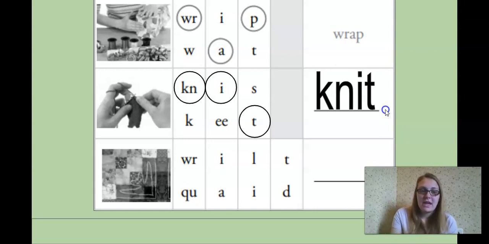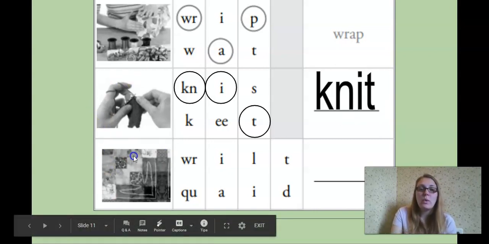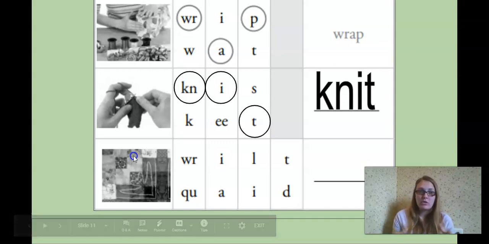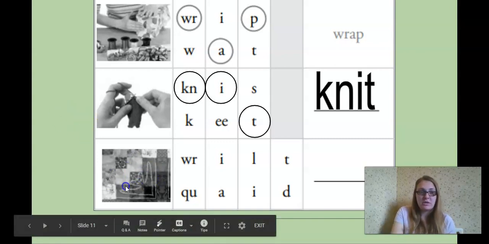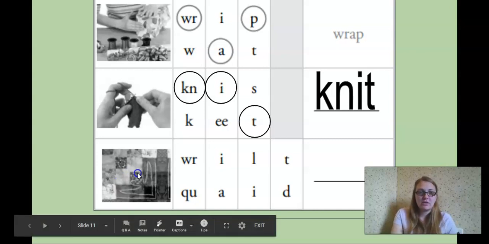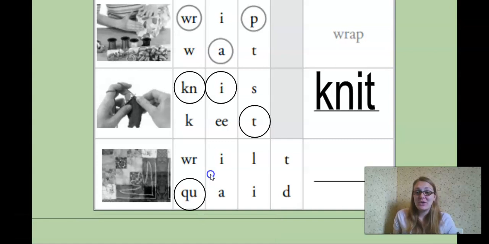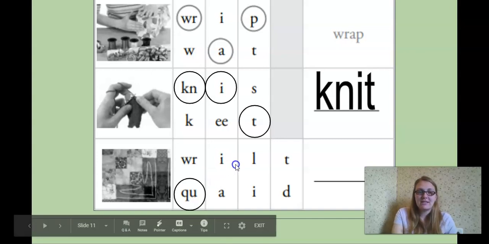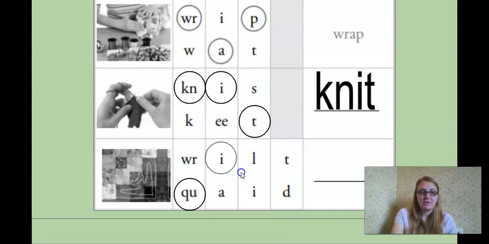All right, one more together. This picture is of a quilt. A quilt is a type of blanket, usually handmade, different pieces of material sewn together, sometimes in a picture. So the first sound is qu. What letters would spell qu? WR or QU? And we know that it is a QU. Good job. The next sound, I. What vowel says I, I or A? That is correct. Letter I. So we have qu, I.